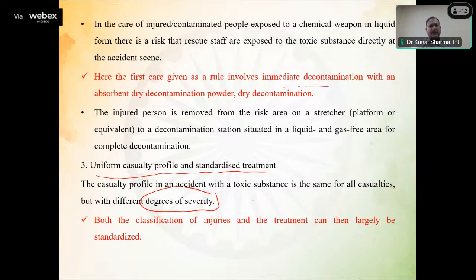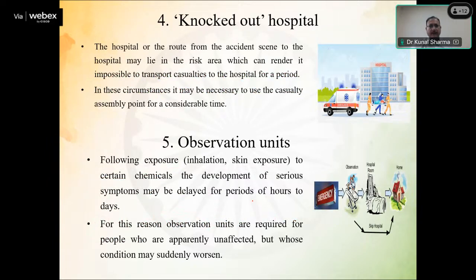Both the classification of injuries and treatment can then largely be standardized. If we are able to triage, to use my term, we have to identify or bifurcate which is more injurious, which is more toxic. Then we can easily standardize the treatment.